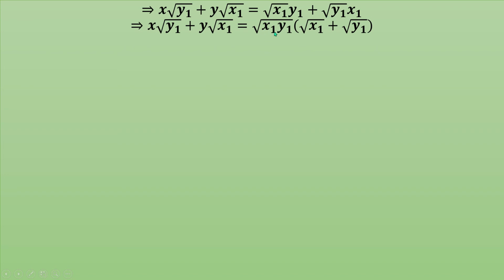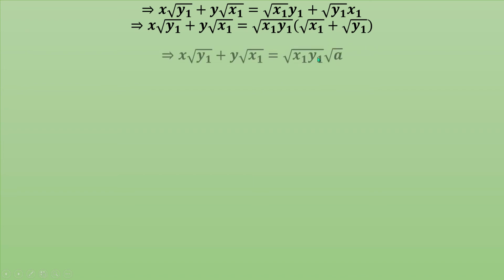Now take common square root of x1 y1. As a result, here will be square root of x1, because here is x1, meaning square root of x1 into square root of x1. After taking this common, here will be square root of x1 and here will be square root of y1. Okay, but square root of x1 plus square root of y1 equals square root of a.